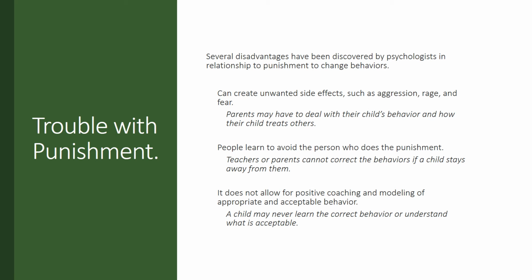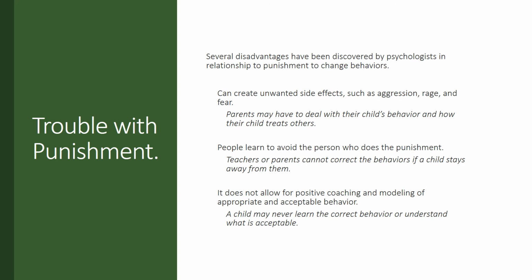Another problem with punishment: people learn to avoid people who give punishment. That's true for most of us, right? So children especially will try to avoid the person who gives the punishment. This could be a teacher, a parent, another adult. And if the child stays away from the parent or the teacher, then the teacher or the parent cannot correct the behavior. So if the child doesn't go to school or the child doesn't return home, that creates a situation where the incorrect behavior cannot be corrected.